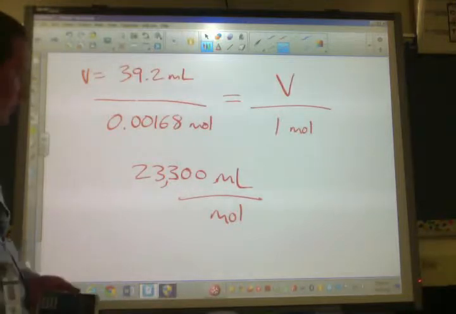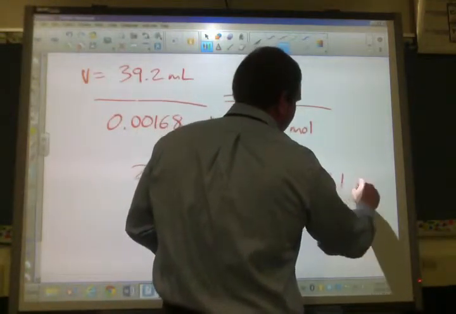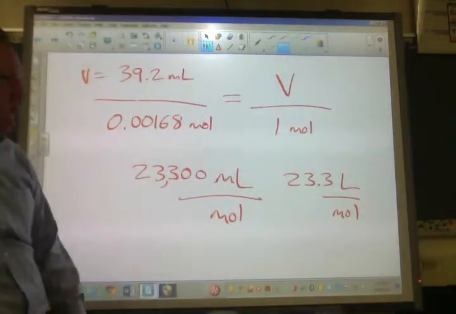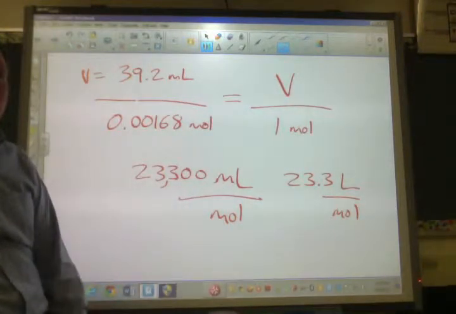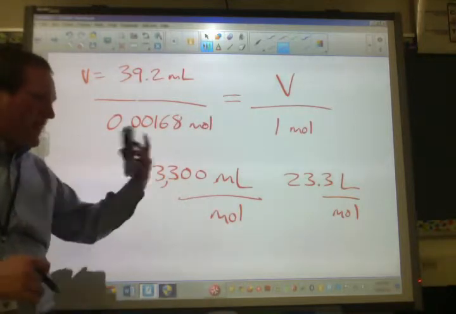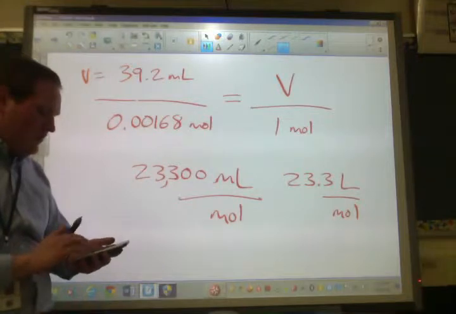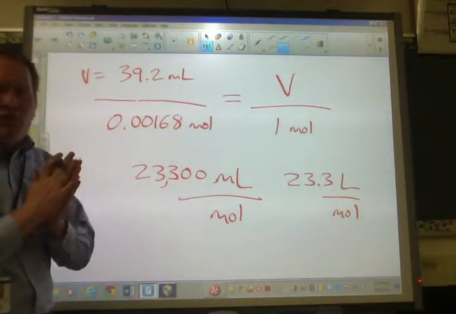Okay, and you can also call this 23.3 liters per mole. And that's pretty close to the actual value, which is 22.4. So, I could also ask you a percent error calculation. So for this, you would find the difference divided by the actual, or the theoretical, and you'd get your percent error. Okay, so this is the type of calculation you're going to do for tomorrow.